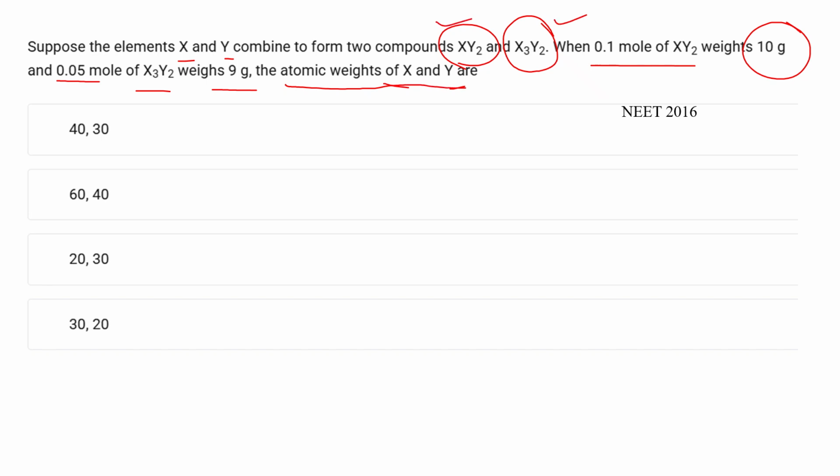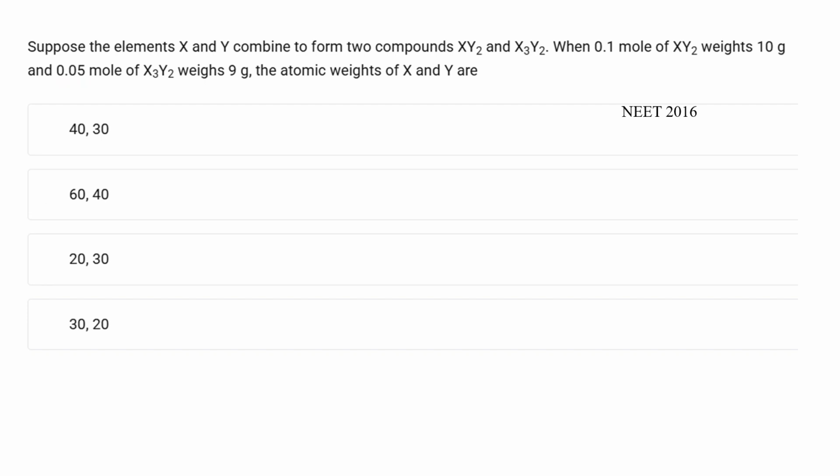First of all, they didn't give any molecular weight. If we have the molecular weight, then we can subtract, which means we can individually find the atomic weight of X and the atomic weight of Y. So our first task is to find the molecular weight. Then we will see how the atomic weight is calculated from the molecular weight.